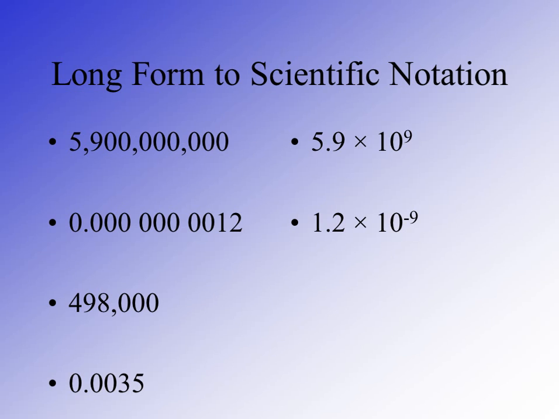In the following example, the decimal point should come after the 4 and before the 9, so your base number would be 4.98, and your power of 10 is 5, giving you 4.98 times 10 to the 5th power. And in the last example, moving your decimal point 3 places to the right would give you an answer of 3.5 times 10 to the negative third power.